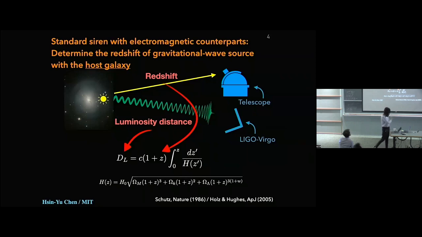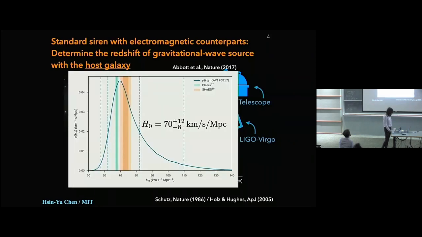So this approach has already been realized for the first time from this very famous event, GW170817, and its kilonova electromagnetic counterpart. That solid blue line there is the Hubble constant posterior we obtain from this event. But as you can see, the uncertainty there is still very big. It is still much bigger than the tension between the Planck and the Schultz measurements.